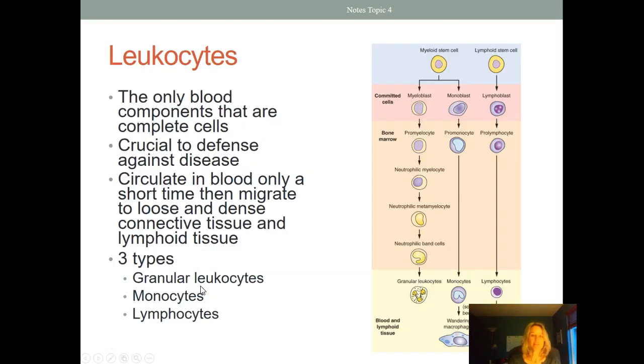So the leukocytes, they are the only complete cells within the blood. They have a nucleus and organelles, unlike platelets and red blood cells. They are crucial to the defense against disease. They don't last very long in the bloodstream, but they migrate into the dense connective tissue and lymphoid tissues. So there's three main types, three main pathways: the granular leukocytes, the monocytes, and the lymphocytes.